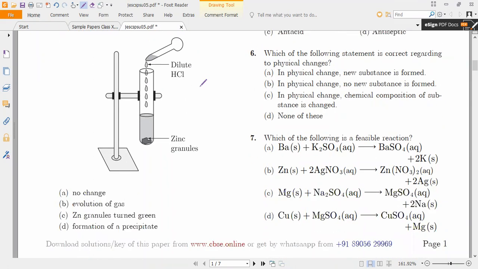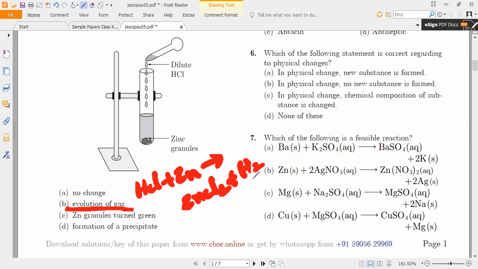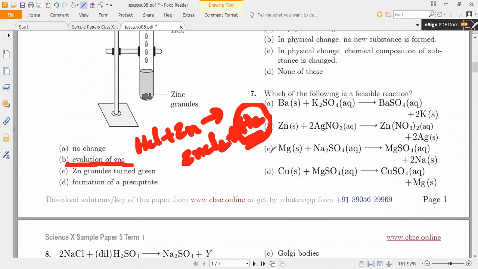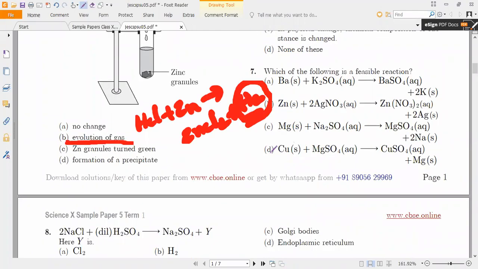So kindly all of you observe this picture and tell me what is the change in it. Actually it is a characteristic of a chemical reaction: evolution of gas. The options are zinc granules turn green, formation of precipitate, evolution of gas. So it is evolution of gas. HCl will react with zinc, which will give you ZnCl2, zinc chloride, plus hydrogen, H2. Hydrogen is an example of evolution of gas. Yes or no? So that is why it is the correct answer.